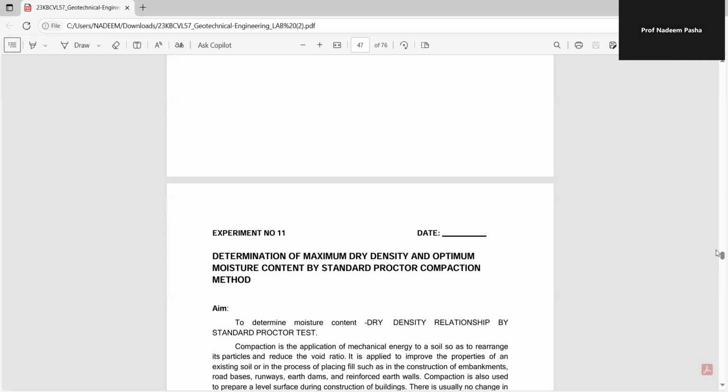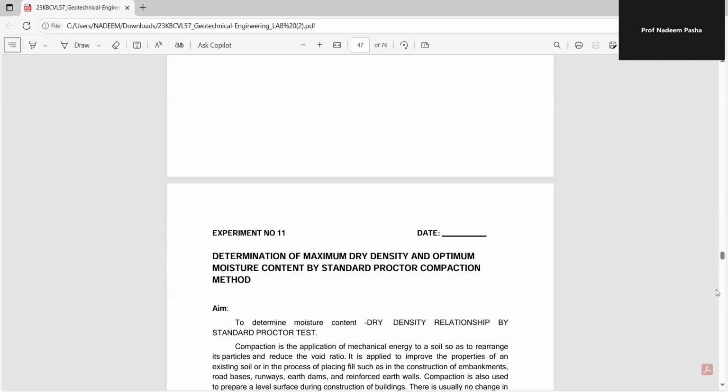It is applied to improve the properties of an existing soil or in the process of placing fields such as in the construction of embankments, road bases, runways, earth dams, and reinforced earthwork. Compaction is also used to prepare a level surface during construction of buildings.